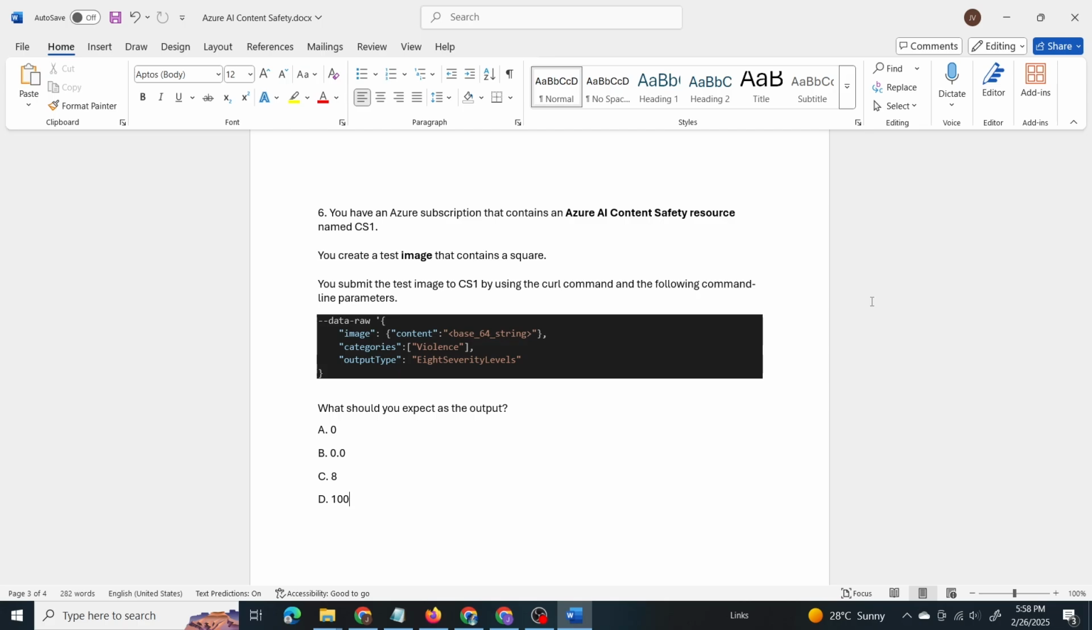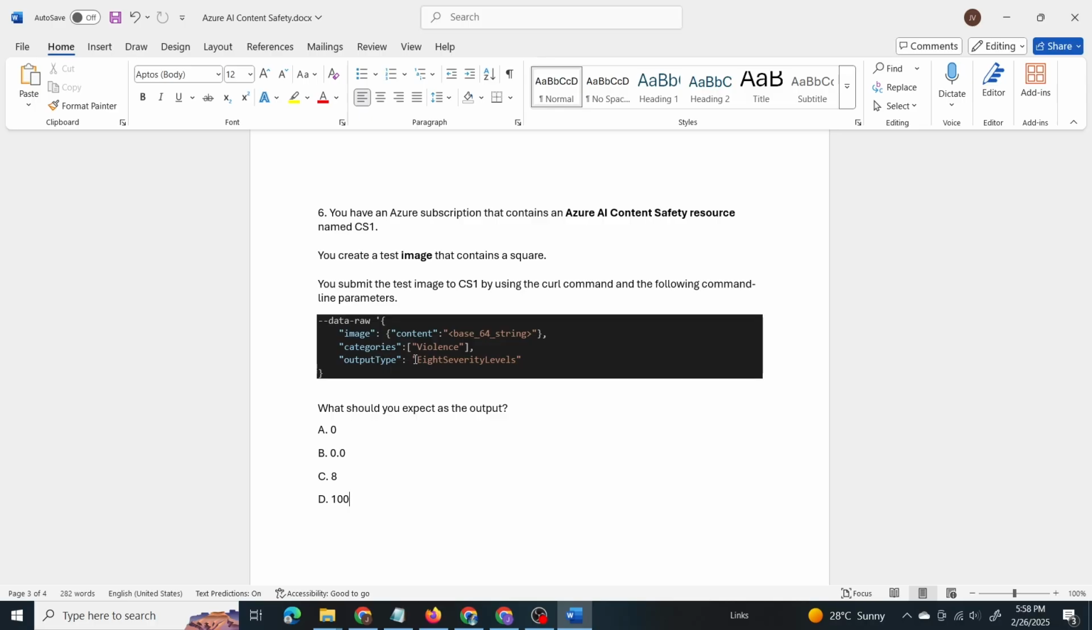Let us break down the question. The question is regarding the Azure AI Content Safety resource and we are submitting an image to this resource. Now what will be the output we get? That is the question. If we look at these command line parameters, we can see the image is given, then the category is violence and the output type we need is 8 severity levels. So first we have to understand what these 8 severity levels are.